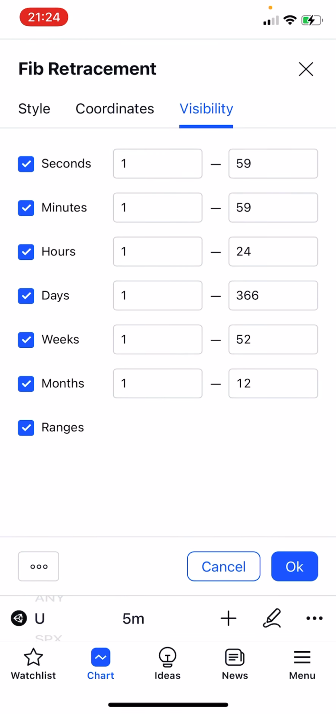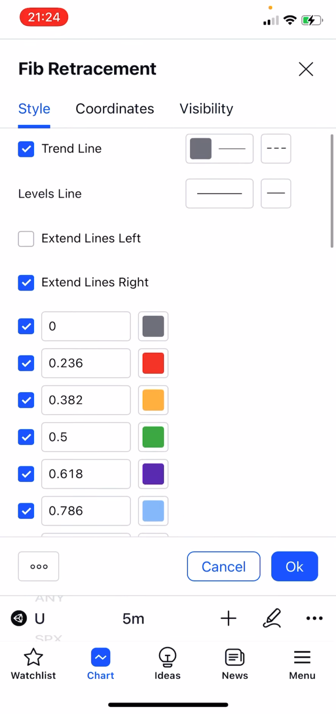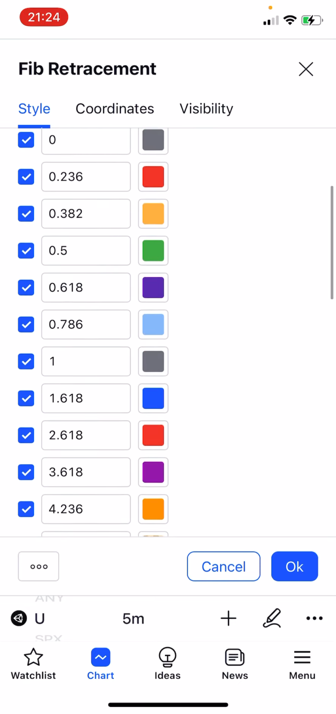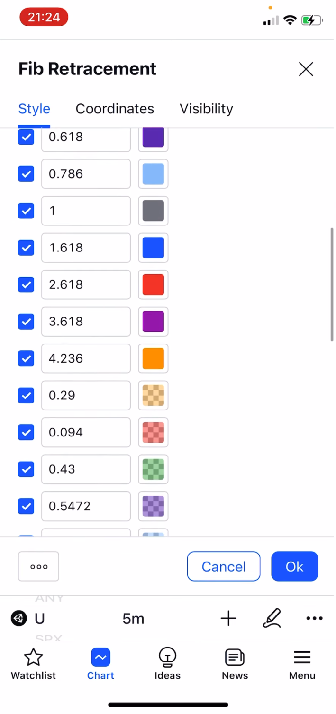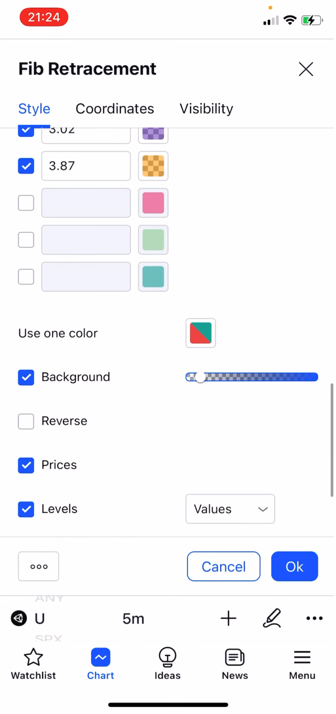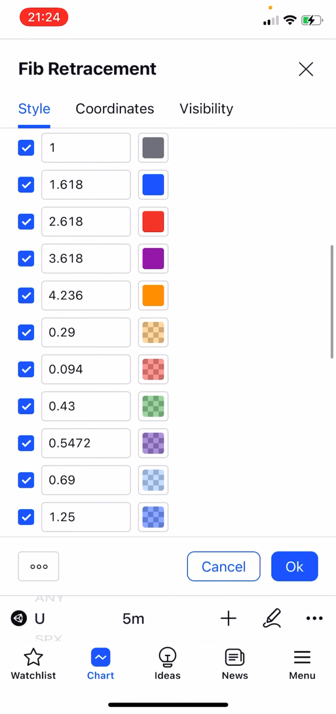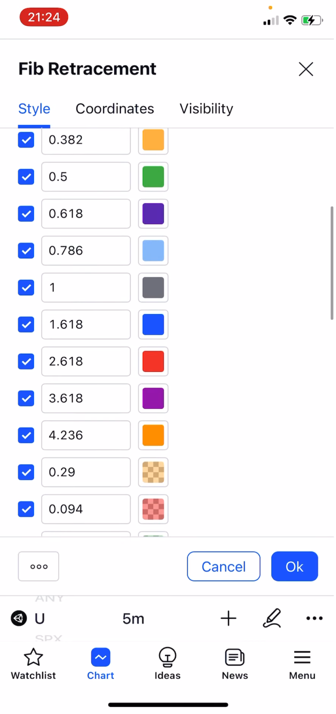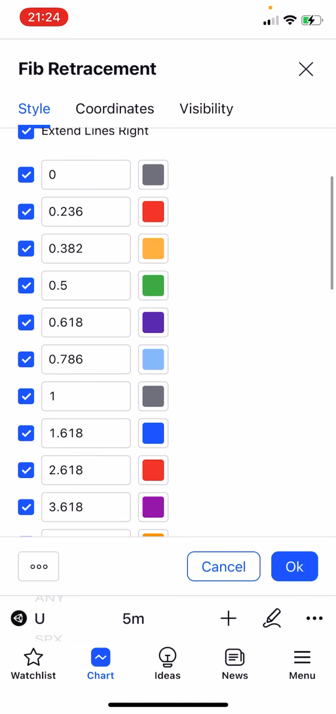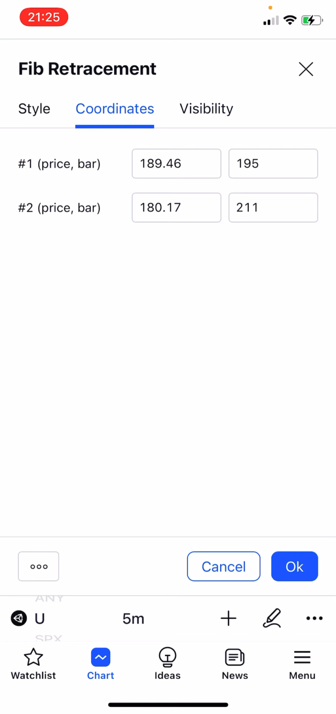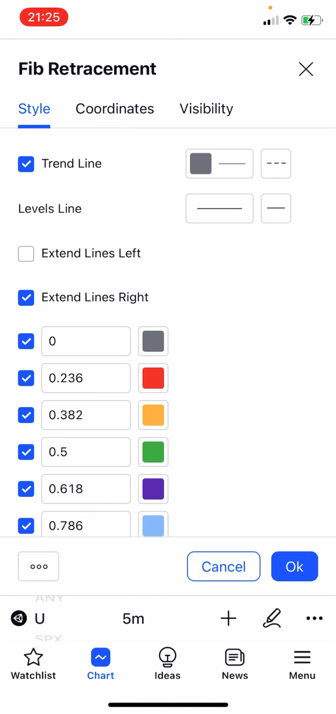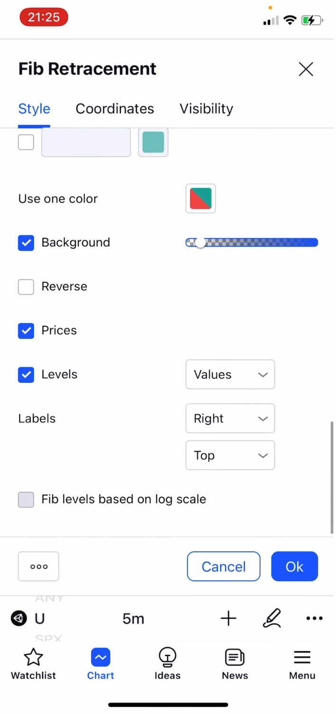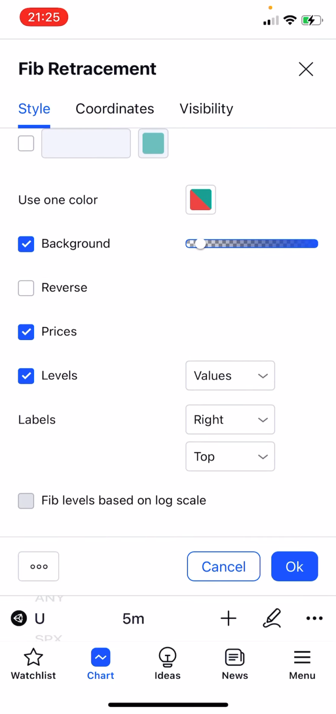So you're going to go into settings, go into style. You're going to calculate out what 60% of the higher level is and add that as a new line. Now I like to use the same colors as the major lines, just with about 50% opacity, so I can know that they're minor lines. Additionally, you want to go into style and make sure that you extend the lines all the way to the right, and that you put the labels to the right as well.